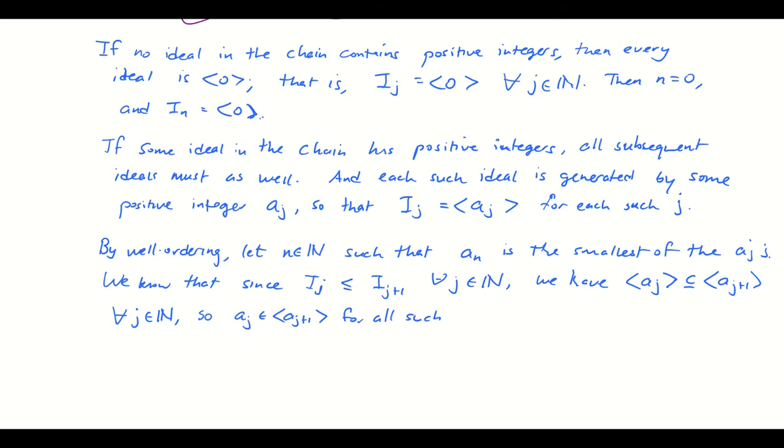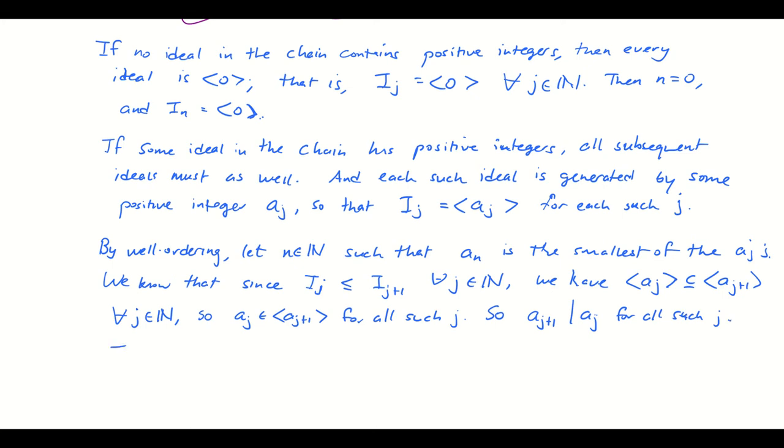When I say all such j, I mean all the j's for which a sub j is positive. Okay, and so that means that a sub j plus 1 divides a sub j for all such j. Sorry, this all such j I know is getting old. I don't have a better way of saying it.